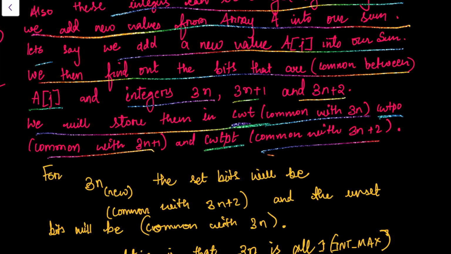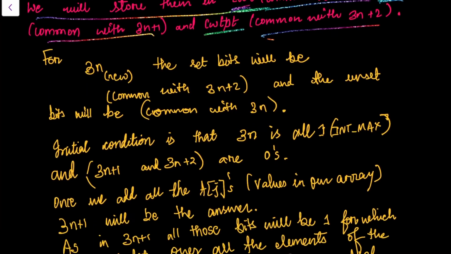So common with 3n will have 1 in all those bit locations wherein 3n was already having 1, and my current element which I'm adding into this one has also 1 in those locations. So that will be common with 3n. Similarly, common with 3n plus 1 and common with 3n plus 2.